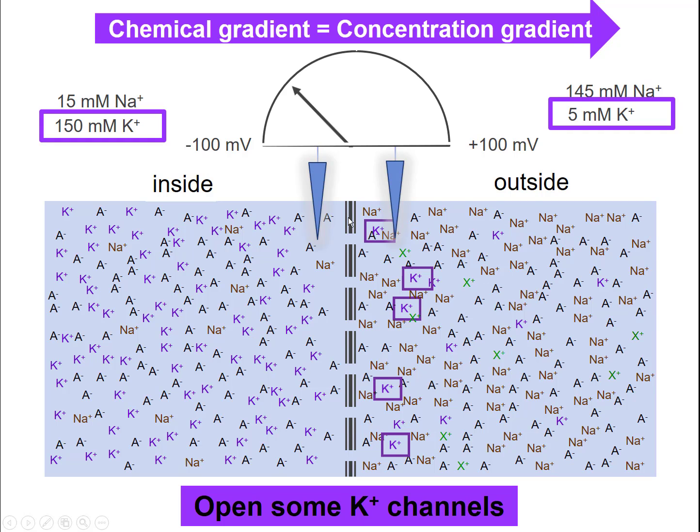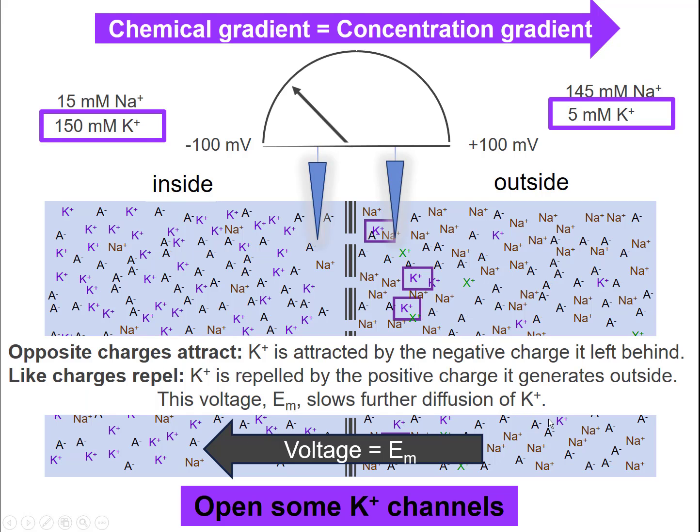Eventually, the negative membrane potential generated by potassium diffusion from inside to outside begins to oppose the force of the chemical gradient, slowing and eventually stopping further potassium diffusion. And this is because the positively charged potassium is attracted back inside by the negative charge it left behind, and because the positive potassium is repelled by the positive charge it generates outside.